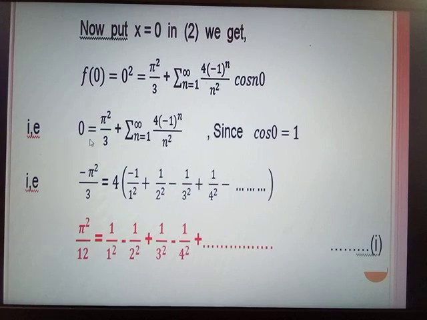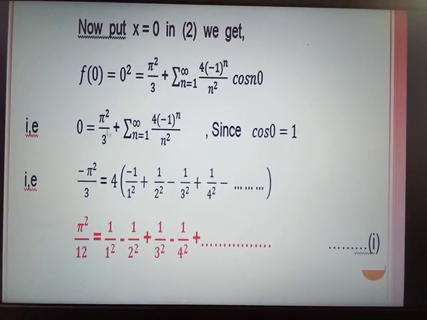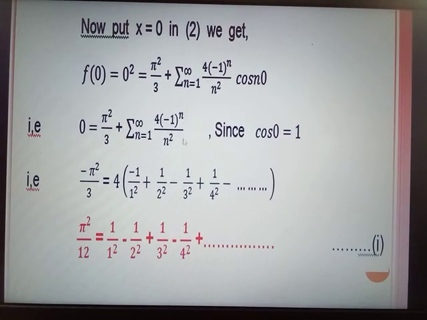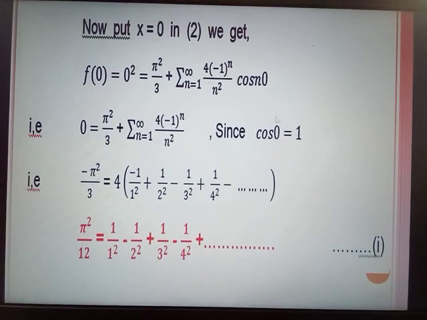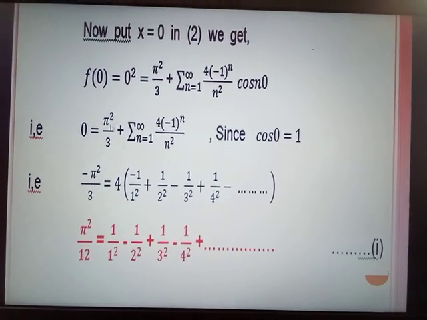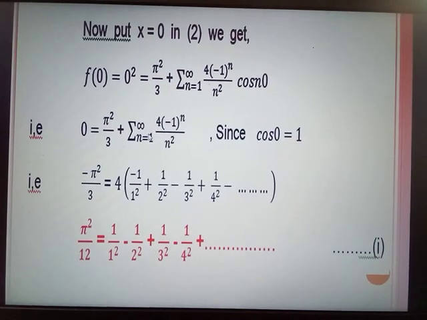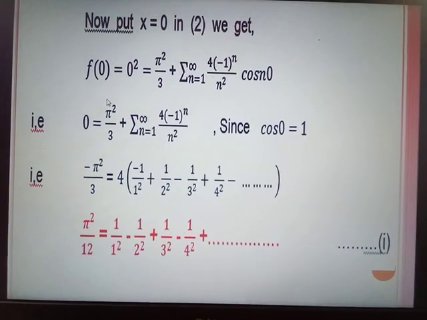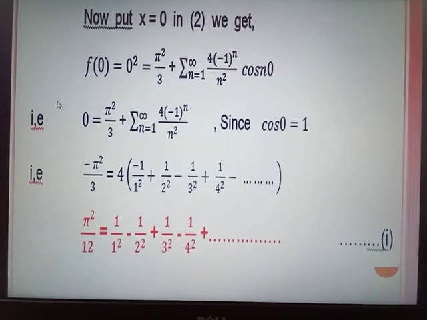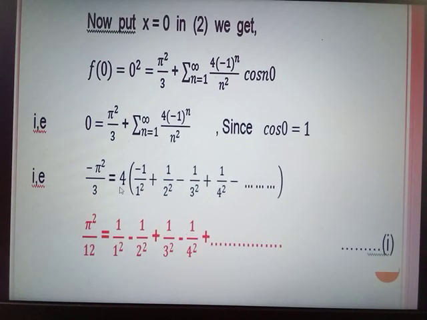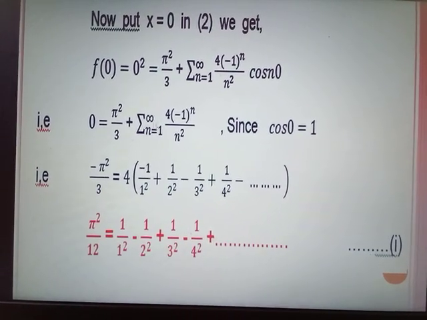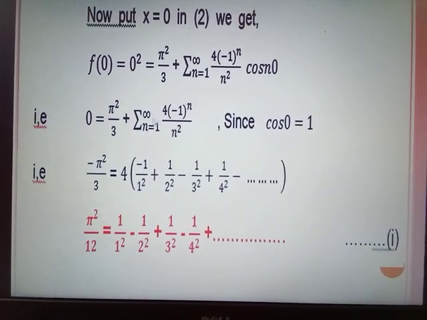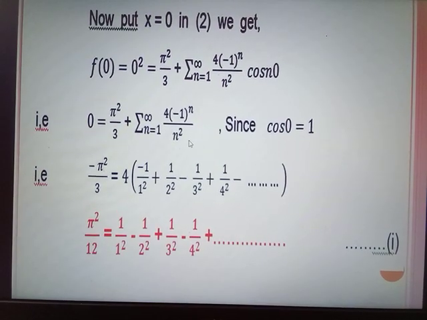x square is again 0, which is equal to pi square by 3 plus summation n running from 1 to infinity 4 into minus 1 raised to n divided by n square as it is. Cos 0 value is 1, therefore it is simply pi square by 3 plus summation n running from 1 to infinity 4 into minus 1 raised to n divided by n square. Now take this pi square by 3 to this side, we get minus pi square by 3 is equal to, here 4 is constant. To apply this summation, take this 4 outside the summation, this is 4 into summation of minus 1 raised to n by n square.